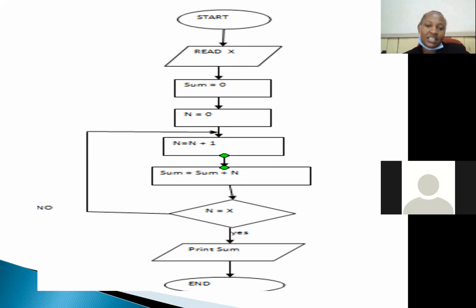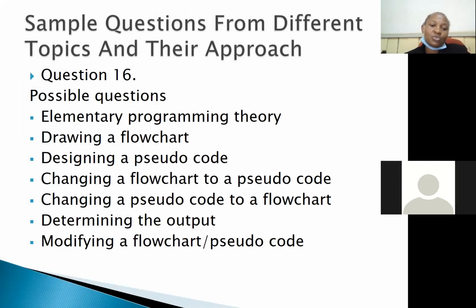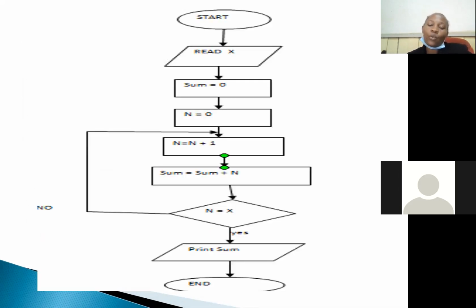So we have just removed the symbols and checked where the control structure comes in. Like I was saying, you can be requested to change a flowchart to a pseudocode. This scenario requires you to change this flowchart to a pseudocode. Remove the symbols and look at where the control structure comes in so that you get everything, the logic and the correct use of everything.